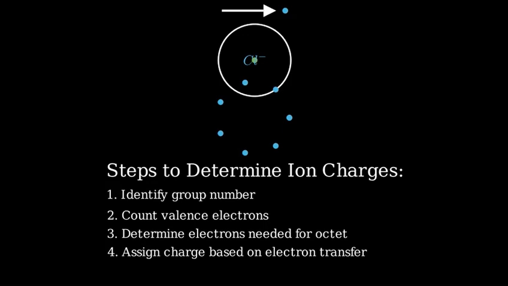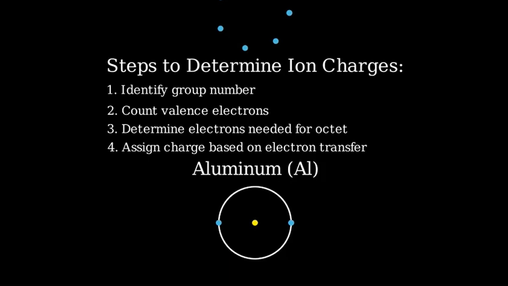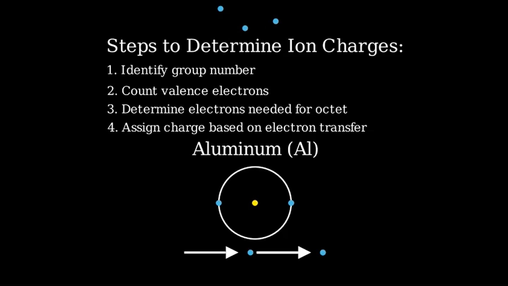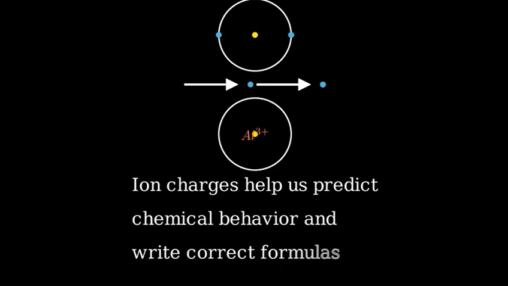Let's look at one more example. Aluminum. Aluminum is in group 13 with 3 valence electrons. It loses all 3 electrons to achieve a stable configuration, becoming an aluminum ion with a +3 charge, written as Al3+. Understanding ion charges is essential for predicting chemical behavior and writing correct chemical formulas.